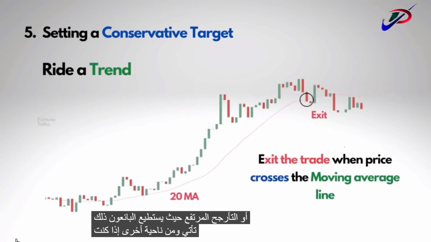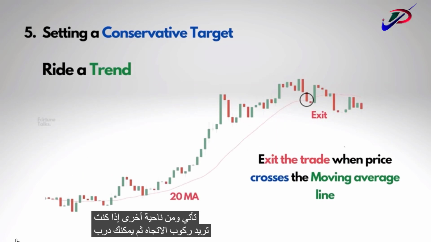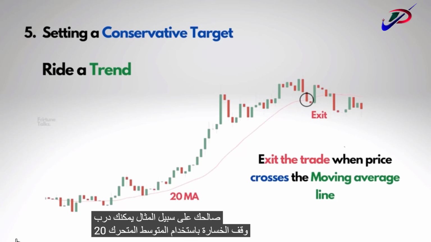And on the other hand, if you want to ride a trend, then you can trail your stop loss as the market moves in your favor. For example, you can trail your stop loss using a 20 moving average.